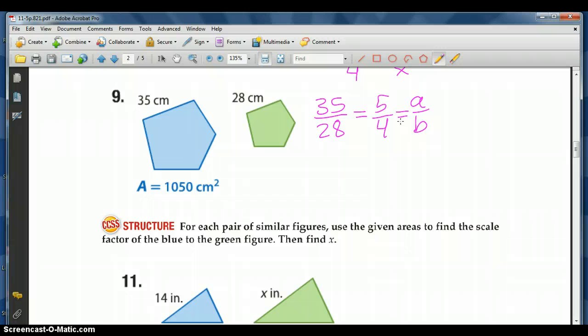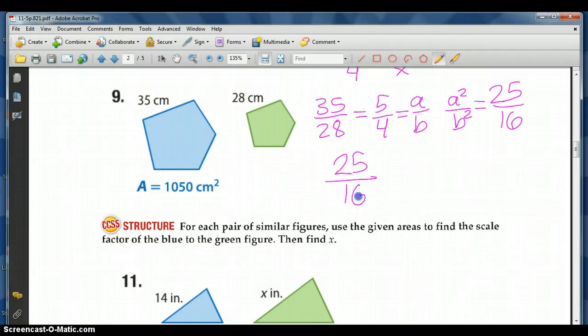So my a to b ratio, my scale factor, is 5 to 4. Therefore my ratio of areas will be a squared to b squared, or 5 squared, which is 25, to 4 squared, which is 16. Use this ratio to set up your proportion to solve for the missing area. So we have areas in a 25 to 16 ratio, and the larger area is given, and we're looking for the smaller area.